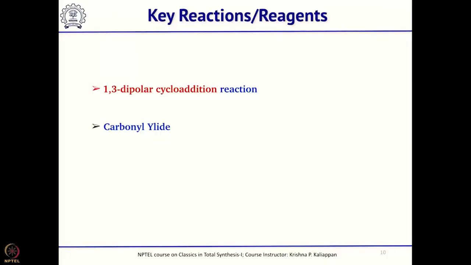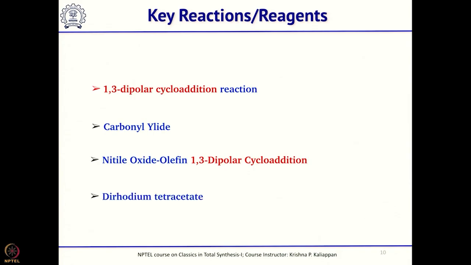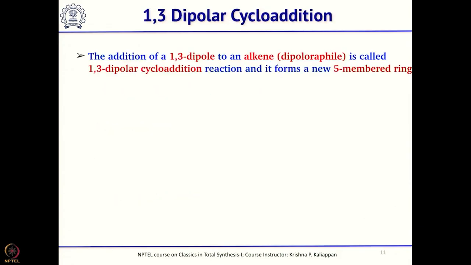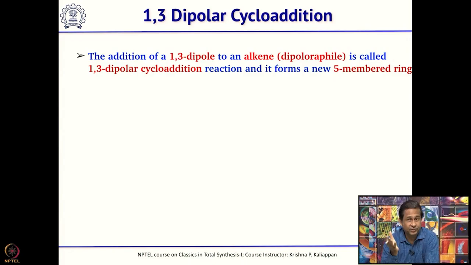So what we do in the next few minutes is discuss what is 1,3 dipolar cycloaddition and what is carbonyl ylide, what one can do with carbonyl ylide, and we also see how nitrile oxide can be generated and what nitrile oxide can do. So first let us start with the 1,3 dipolar cycloaddition reaction. It is like the Diels-Alder reaction, but 1,3 dipolar cycloaddition was known before the 4+2 cycloaddition, that is the Diels-Alder reaction, was known.